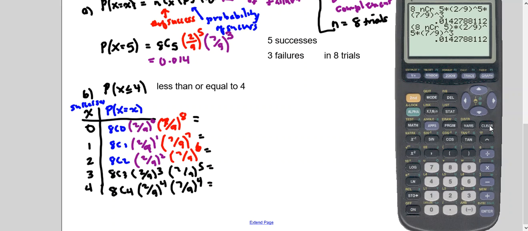I have to do 8. For me, the graphic calculator is a little bit of a pain. 8 choose 4 times bracket 2 to the power of 9 to the power of 4 times bracket 7 divided by 9 to the power of 4.